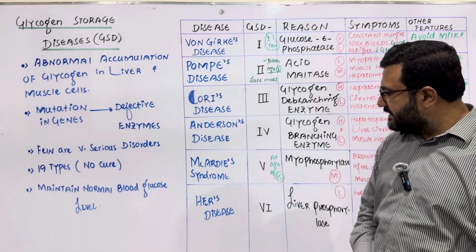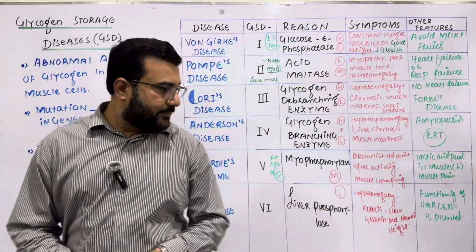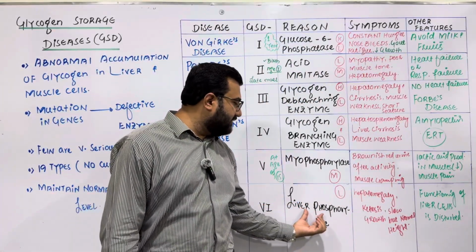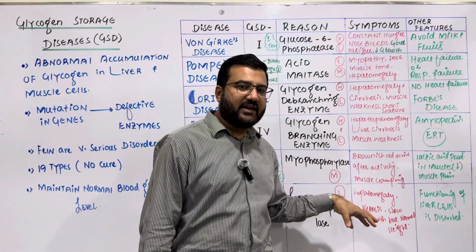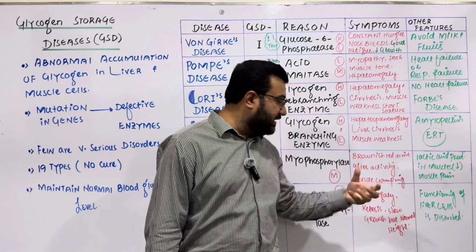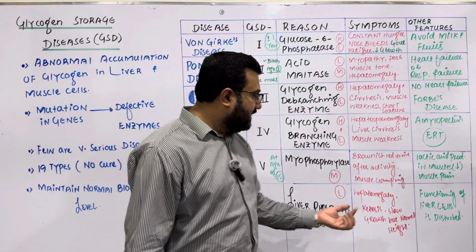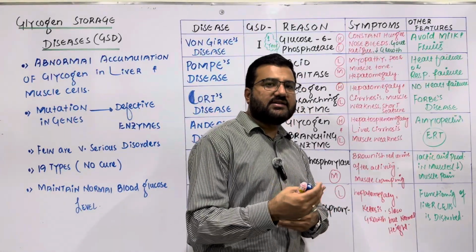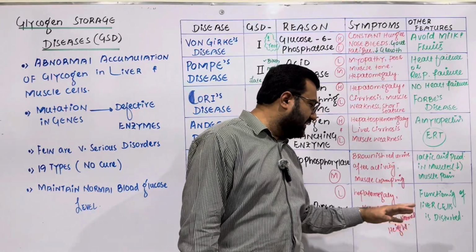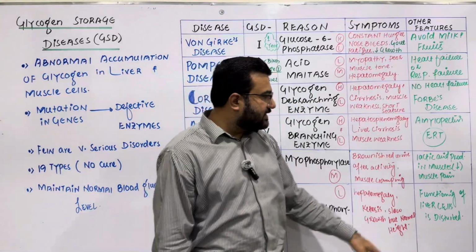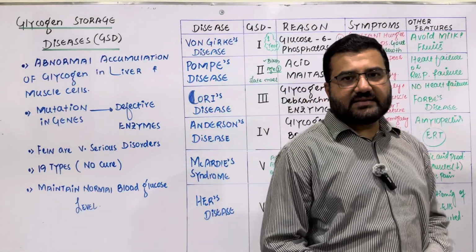Then the last one is Hers disease, which is glycogen storage disease type 6, and it is due to the deficiency of liver phosphorylase, and obviously due to deficiency of liver phosphorylase, the glycogen gets accumulated in the liver cells, due to which there will be an enlarged liver, hepatomegaly. Then there will be a greater concentration of ketones in the blood, that is ketosis. There will be slow growth, but the height will be normal. And in this case specifically, the functioning of the liver cells gets disturbed.